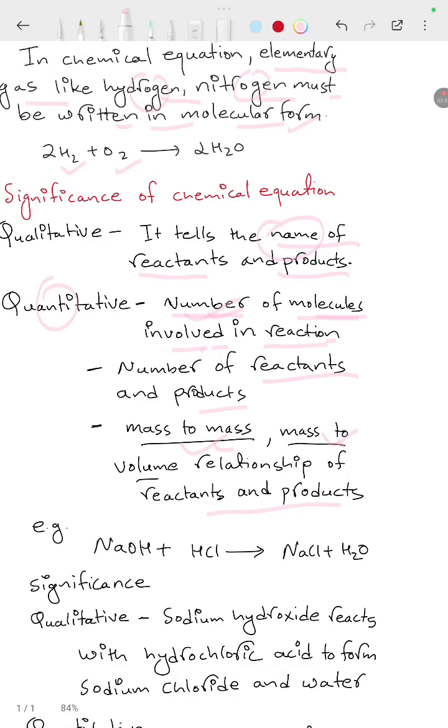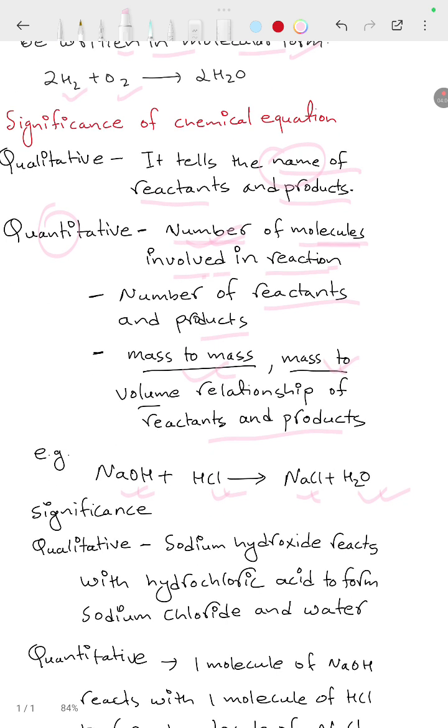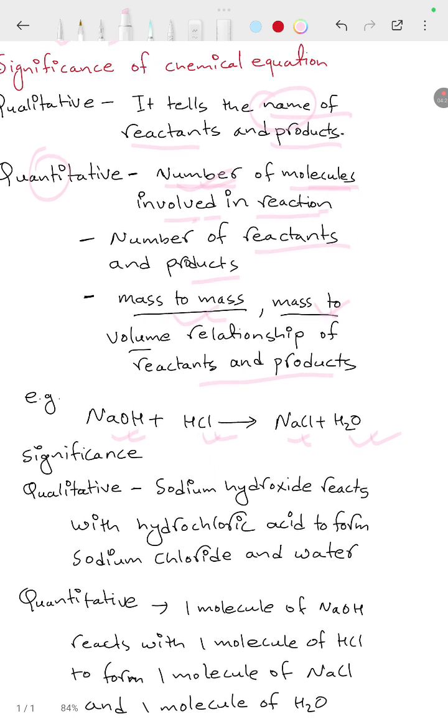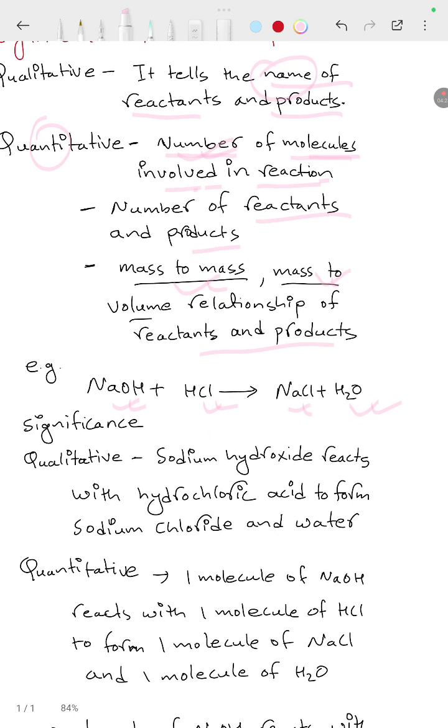For example, here is one chemical reaction, and we are going to find the significance of the given reaction. Here NaOH reacts with HCl to form NaCl and water. First is qualitative significance. Here NaOH means sodium hydroxide, HCl means hydrochloric acid, NaCl means sodium chloride, and H2O means water. Here sodium hydroxide reacts with HCl to form sodium chloride and water. In quantitative significance, one molecule of NaOH reacts with one molecule of HCl to form one molecule of NaCl and one molecule of water.